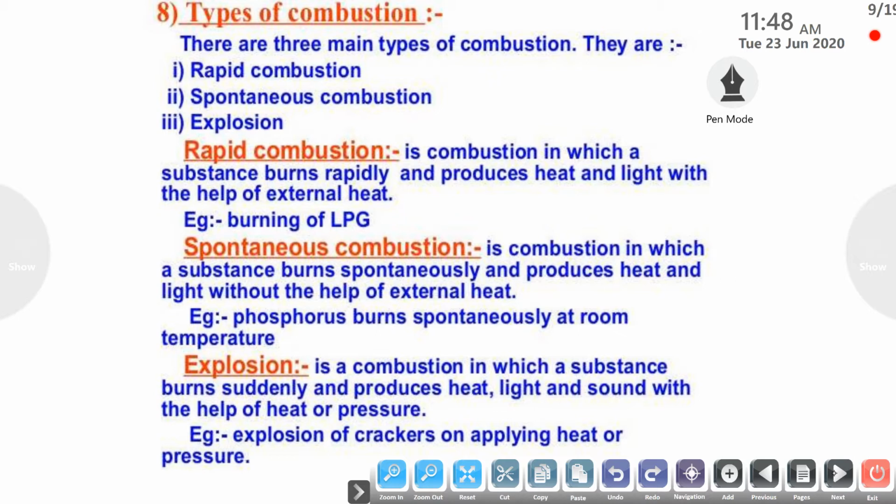That's why it is called rapid combustion. Next is the spontaneous combustion. It is the type of combustion in which a substance burns spontaneously and it produces heat or light without the help of any external heat.